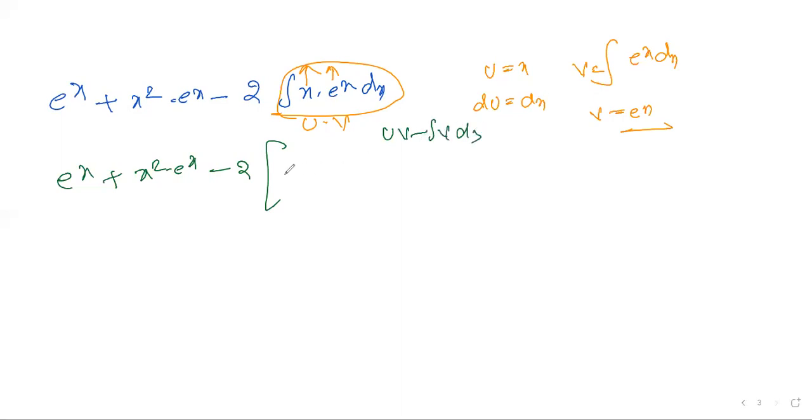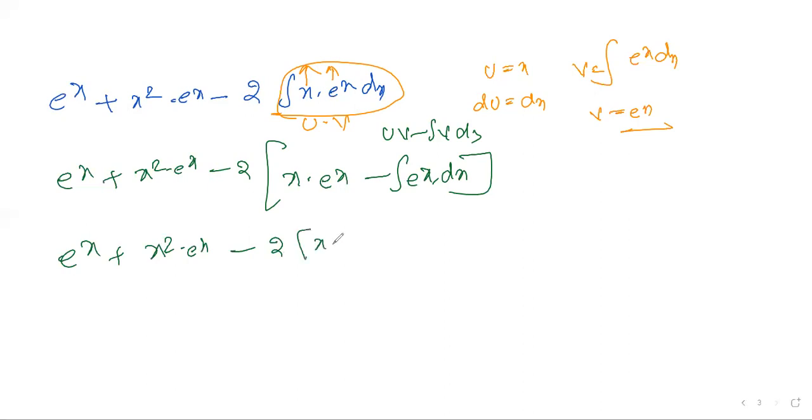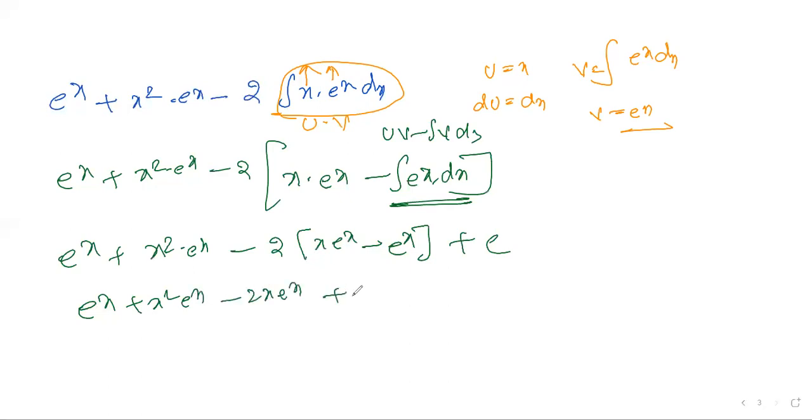What's the value of u? x. And v? e power x, minus integration of v du. What's the value of du? dx. Now e power x, x square into e power x minus 2 times of x e power x. What's the integration of e power x dx? Simply e power x plus c. So simplify and you get x square into e power x minus 2x into e power x, minus into minus is plus, so 2 e power x plus c.